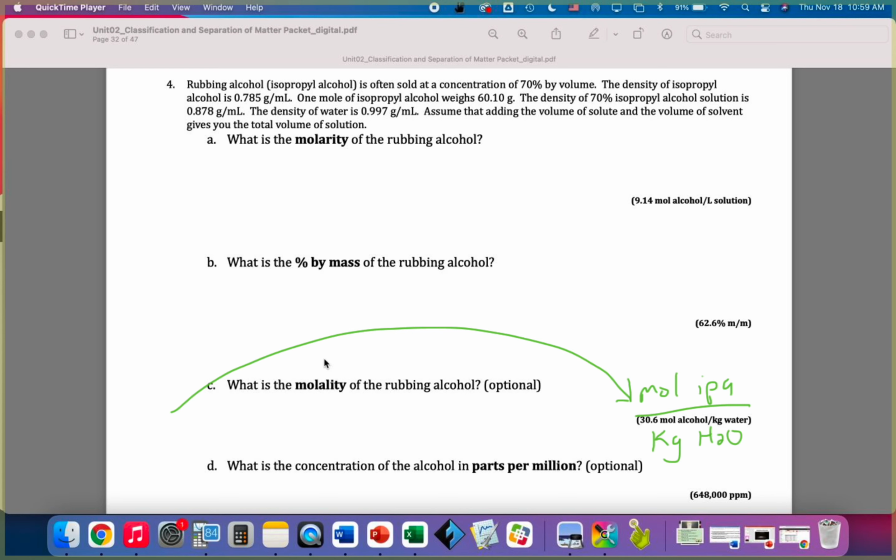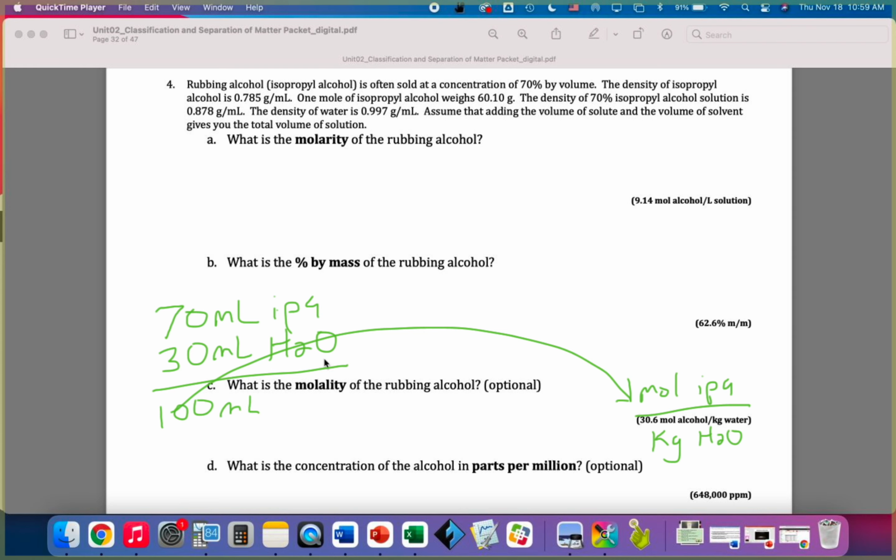It says, assume that adding the volume of the solute and the volume of the solvent gives you a total volume. That's not always a safe assumption, but in this case, I think it's pretty good. So if it's 70% volume isopropyl alcohol, it means it's probably 30% water. So if it's 70 milliliters isopropyl alcohol, it might not be the safest assumption that it's probably 30 milliliters of water. Because again, when you add liquids together, there's hydrogen bonding and everything else. It might not always add up to 100. But I'm saying you can use that assumption here.